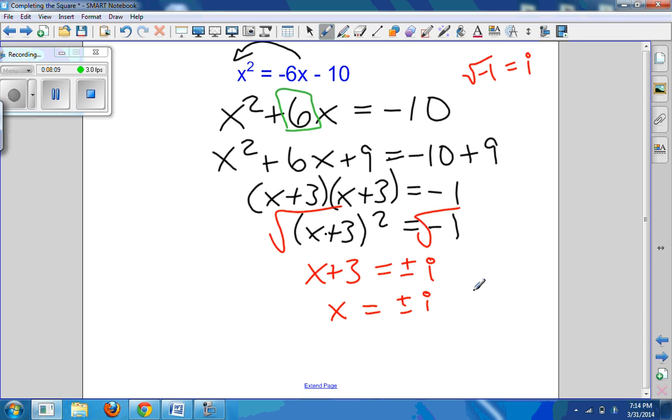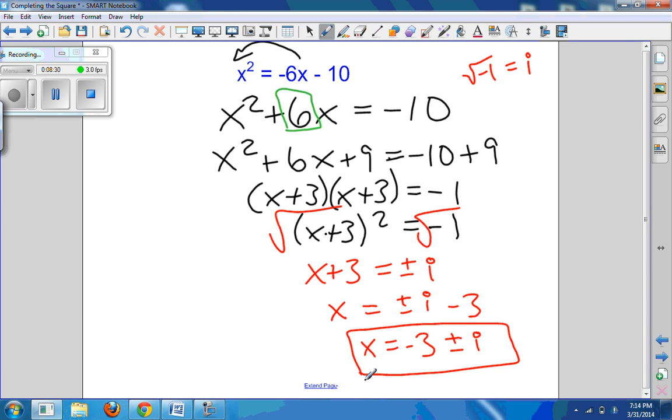Now if we subtract 3 from both sides, I get x is equal to plus or minus i minus 3. The correct way to write this would have the plus or minus after the negative 3. So we get x equals negative 3 plus or minus i. And this answer looks like something we would get from the quadratic equation.